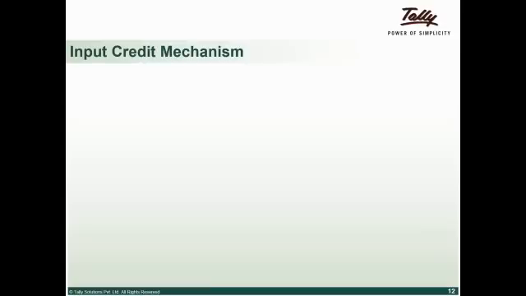Okay, now the input credit mechanism. Let me give an anecdote for us to understand this better. If I ask all of you, do you want to be a hunter or a fisher? I'm sure most of you will say that you want to be a hunter. Why? Because that's where the thrill is, right? You chase the target and you feel great about it, right? This is exactly what the government was doing for the last 70 years, right?